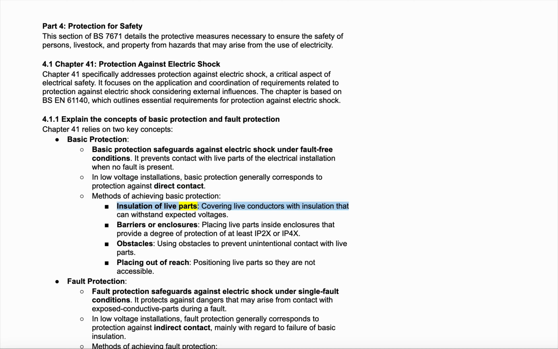Insulation of live parts. Covering live conductors with insulation that can withstand expected voltages. Barriers or enclosures. Placing live parts inside enclosures that provide a degree of protection of at least IP2X or IP4X. Obstacles. Using obstacles to prevent unintentional contact with live parts. Placing out of reach. Positioning live parts so they are not accessible.